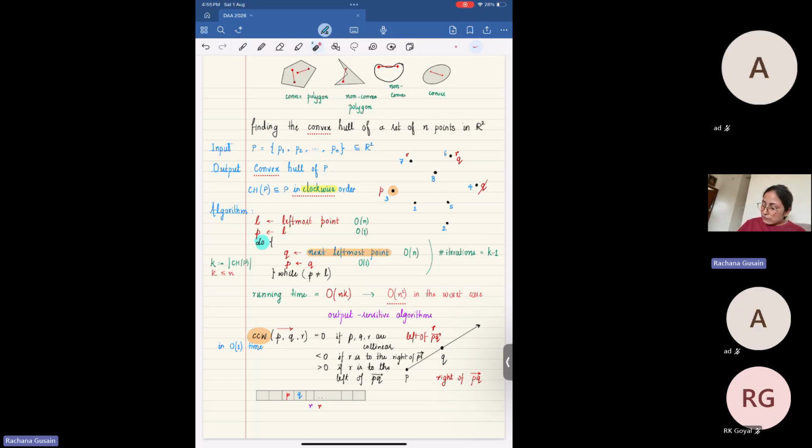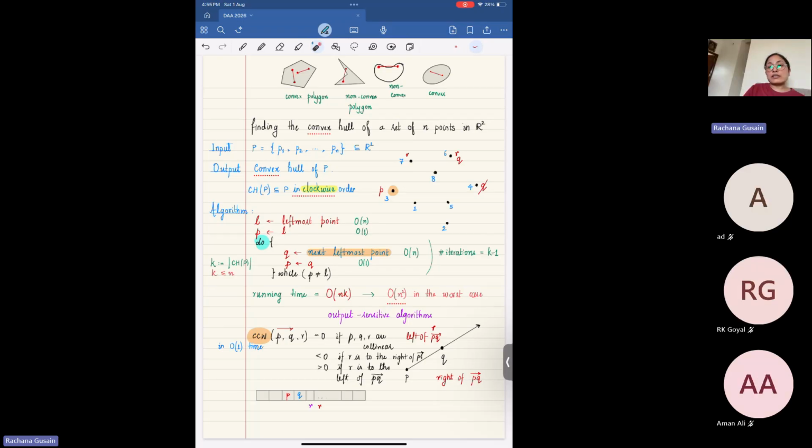And again, we see that with respect to current P and Q, this R is to the further left. So we will again update Q. So we'll update this Q and make it equal to R. In the next iteration, R will be equal to 8, the index number 8. But here we see that R lies to the right of PQ and we do not update Q. So this is how we will proceed. So here I had just 8 points. Here this algorithm, this finding the next leftmost point will stop and it will give me the current Q. Okay, so that is the next leftmost point.